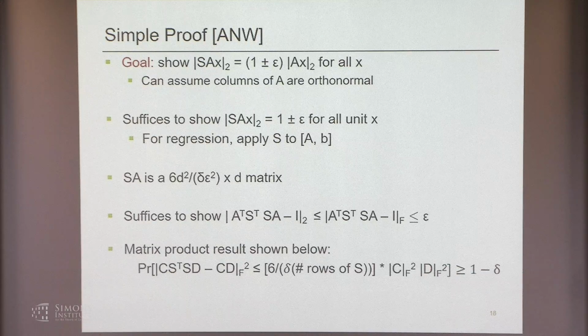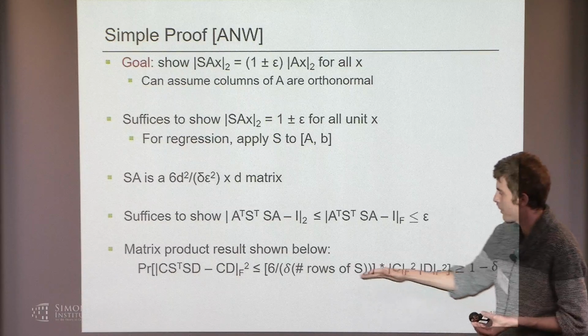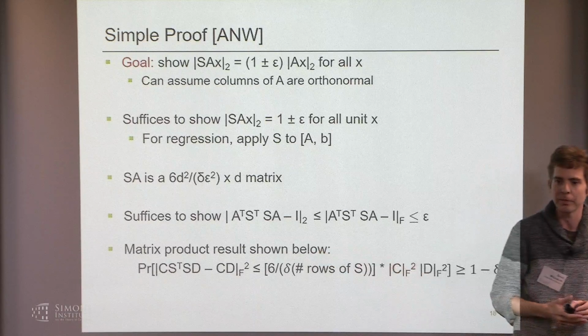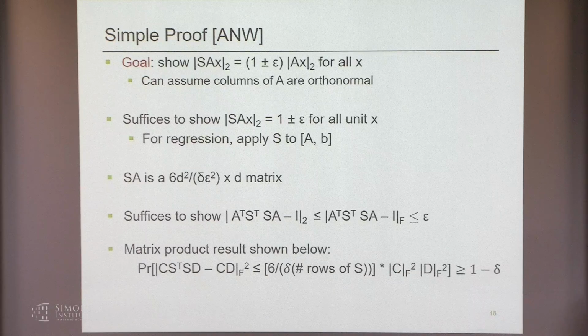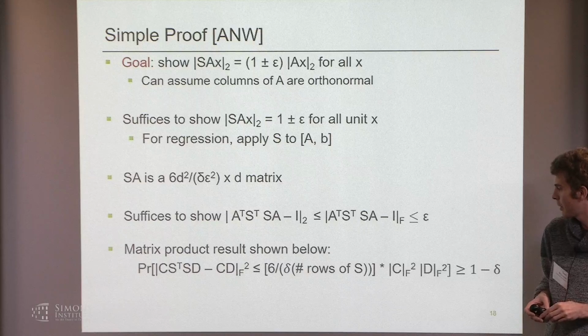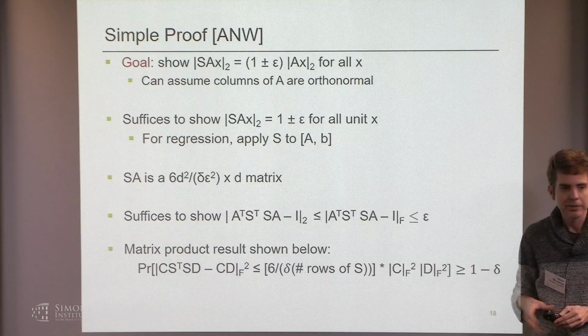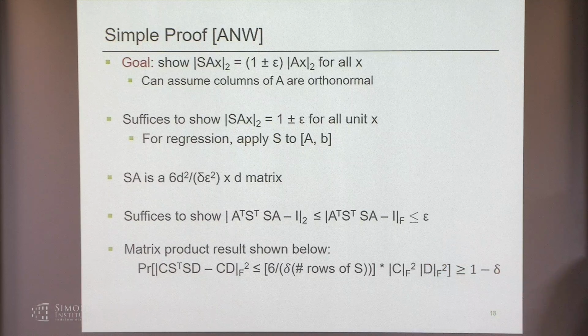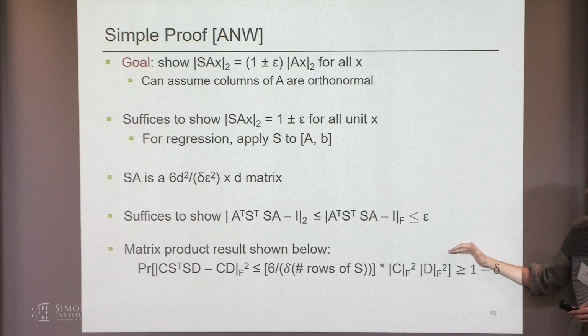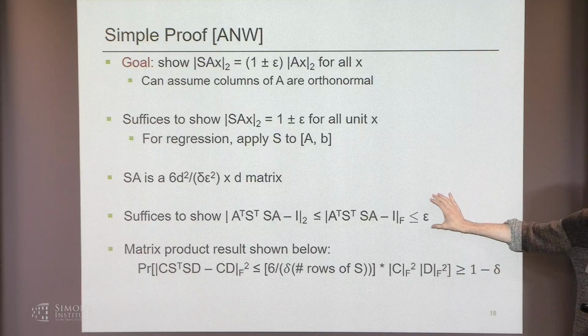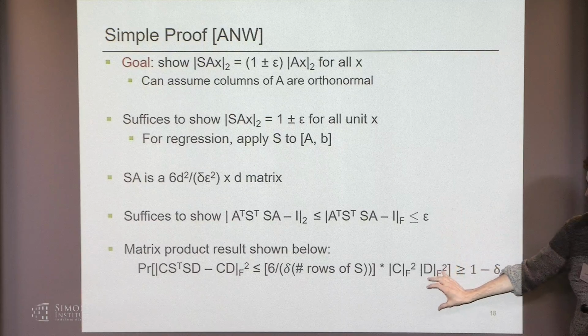So my approximation is getting better as I increase the number of rows of my sketching matrix, and the error is going down linearly in that. Any questions about this? So this is what we're going to show. But I just want to say that once we have this property, this approximate matrix product, we immediately get a proof of this subspace embedding statement, which I'll give on the next line.